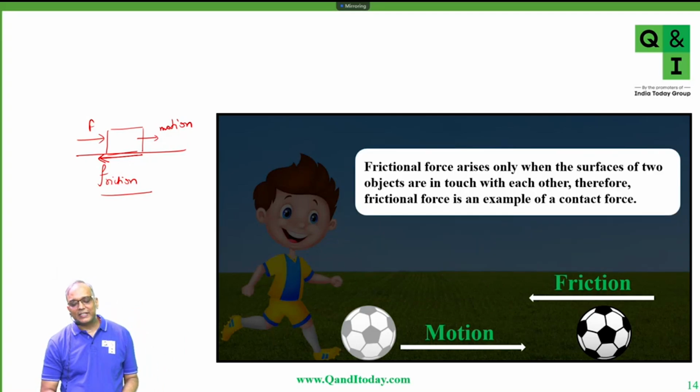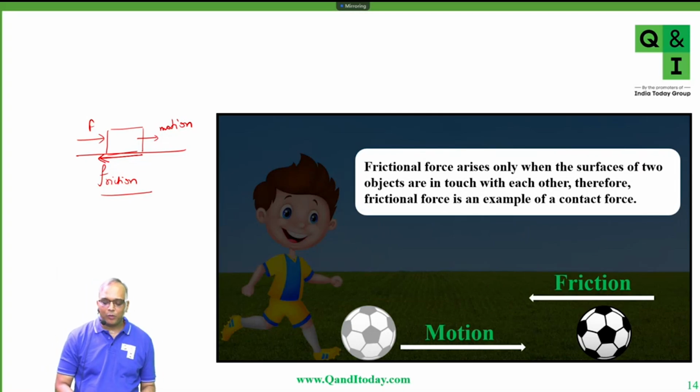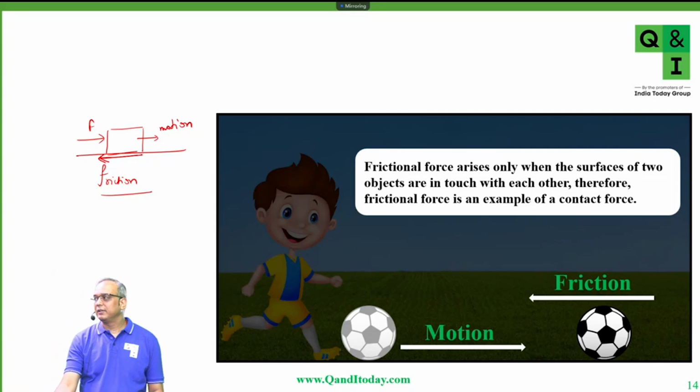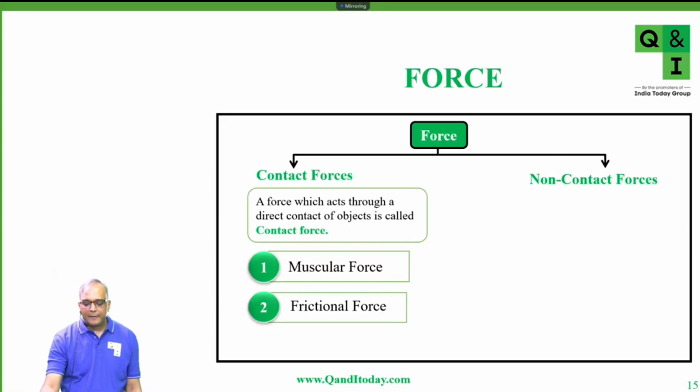Frictional force arises only when the surfaces of two objects are in contact with each other. Therefore, frictional force is an example of contact force. Because these objects touch each other, only then can the friction force be applied. So we say that friction force is an example of contact force. Clear? So we had seen contact force, a force which acts through direct contact of objects, and examples are muscular force and frictional force.